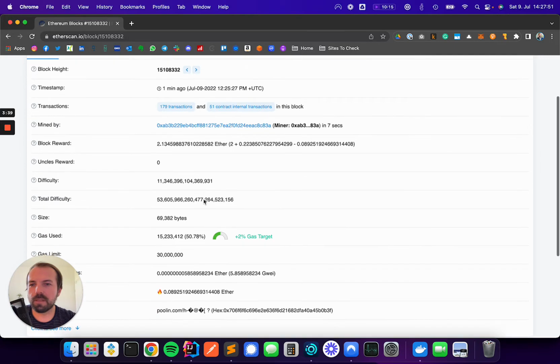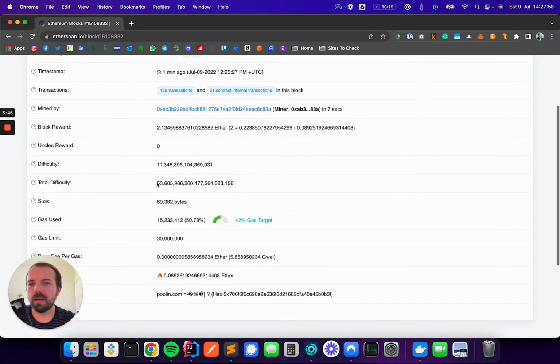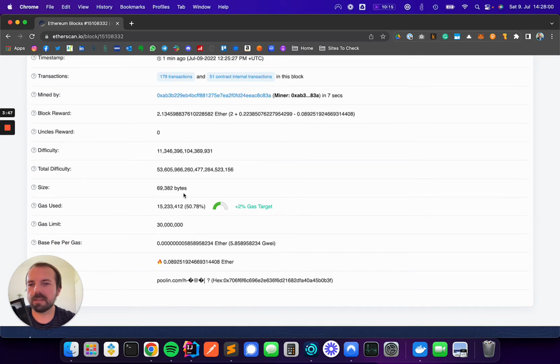Next, what is interesting is the difficulty. This is the target of a cryptographic hash puzzle that needs to be solved. Then the total difficulty, and the size in bytes. How much data is actually stored in the block? It's 69,382 bytes.